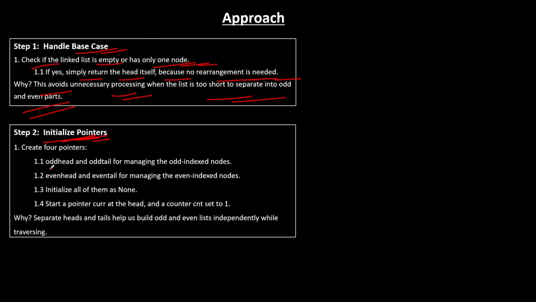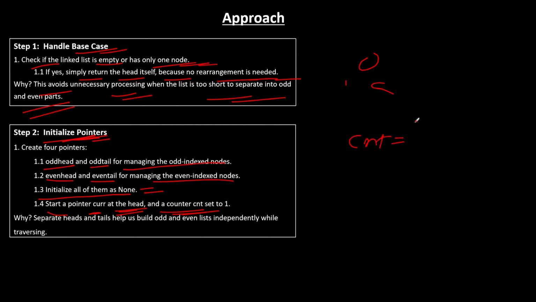We will initialize odd head, odd tail for managing the odd indexed nodes. Then even head and even tail for managing the even indexed nodes. We will initialize all of them as none because of course, it will start from the none value and eventually we will put the values in it. Now the start pointer current will always point at the head and counter will always be set to 1.